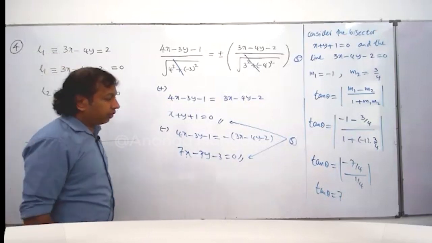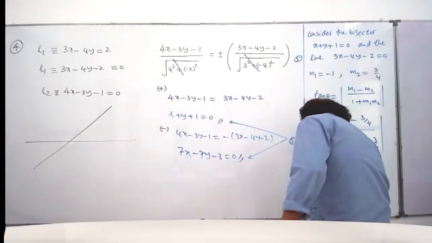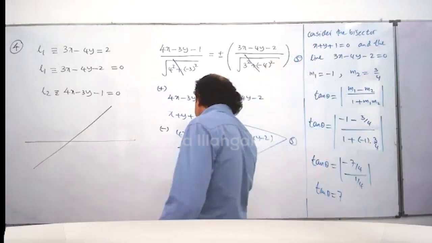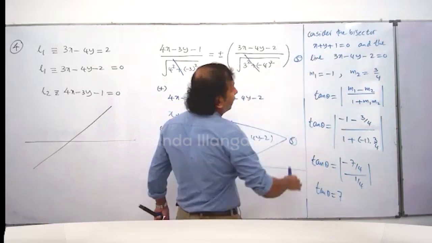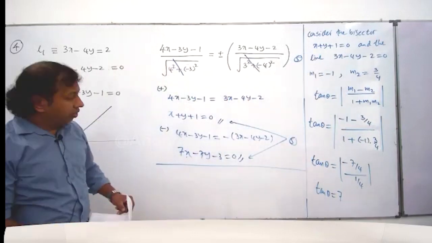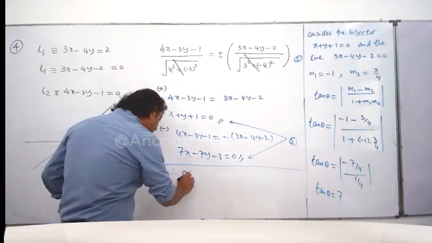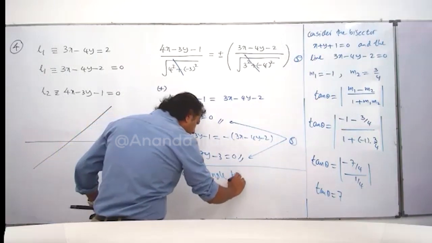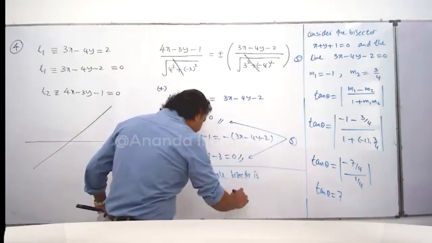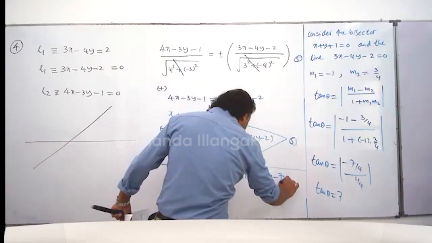Therefore, you can write, hence, this is the obtuse angle bisector. Then the acute angle bisector is the other one. Therefore, the acute angle bisector is this: 7x minus 7y minus 3 equals 0.